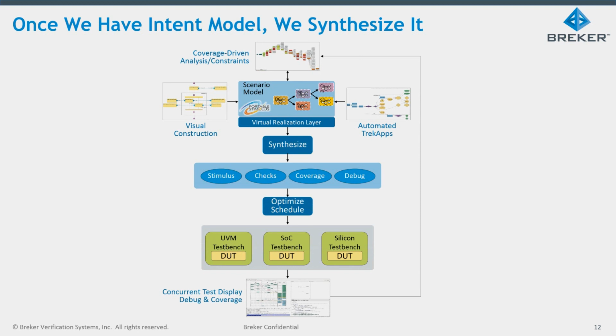Okay, so you can scale as you go from UVM to SoC to silicon. You can scale both the size of the recursions, the size of the test, and the size of the design you're running it on. Correct?